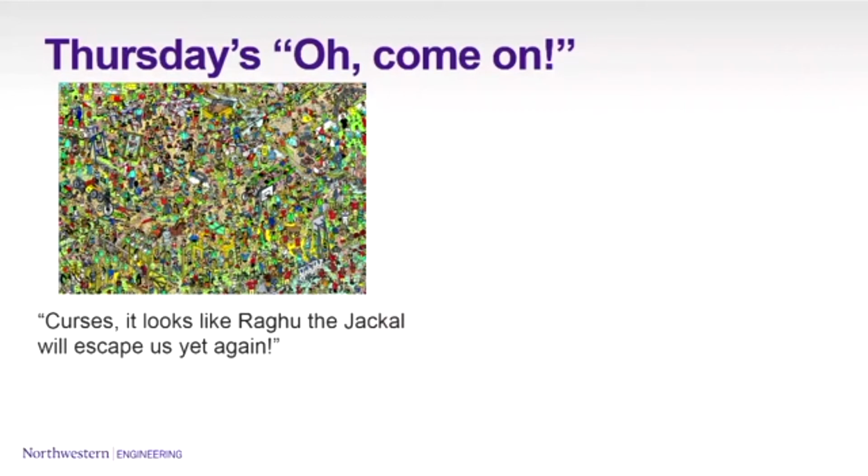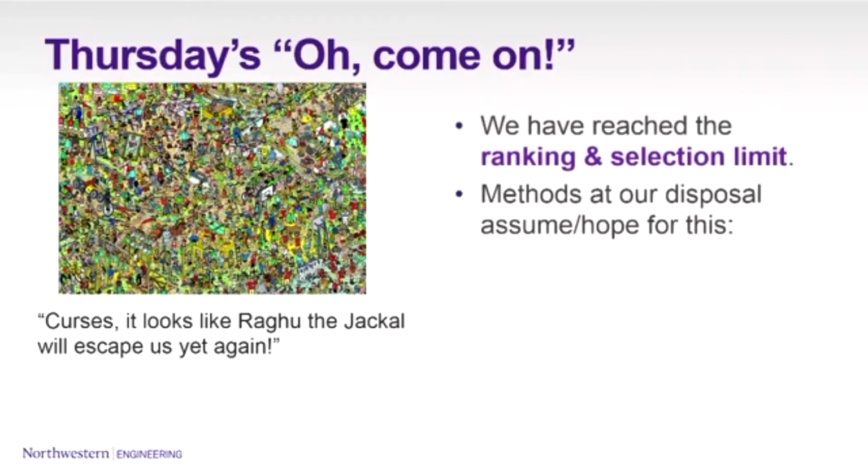Curses. It looks like Raghu the Jackal is going to escape us again. There is no possible way that we are going to be able to measure, look at differences. Even with all my tricks, I can't possibly get to that point with that many folks that I can do it in less than 2 weeks, and the dinner party will be over. So Susan Hunter and I call this the ranking and selection limit. We've reached the ranking and selection limit, and now we have to think about doing something else.